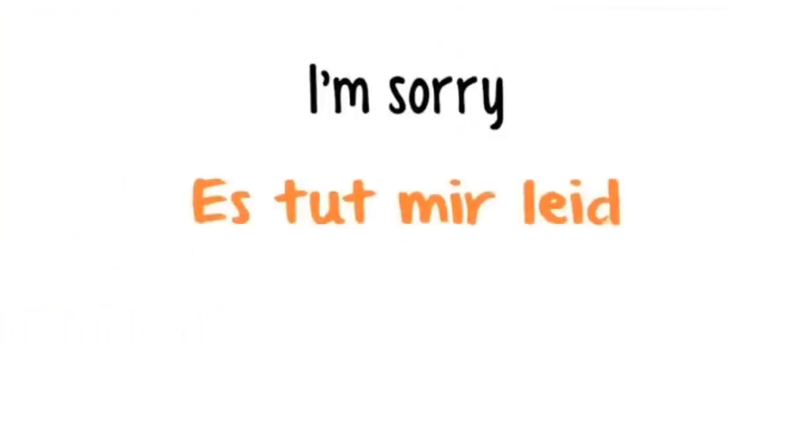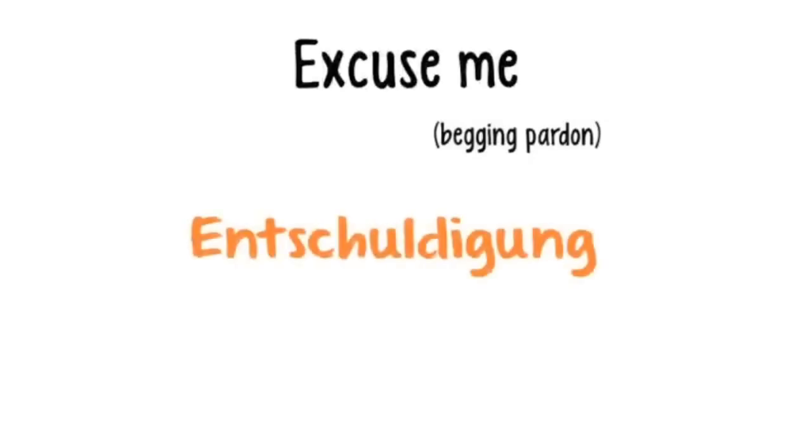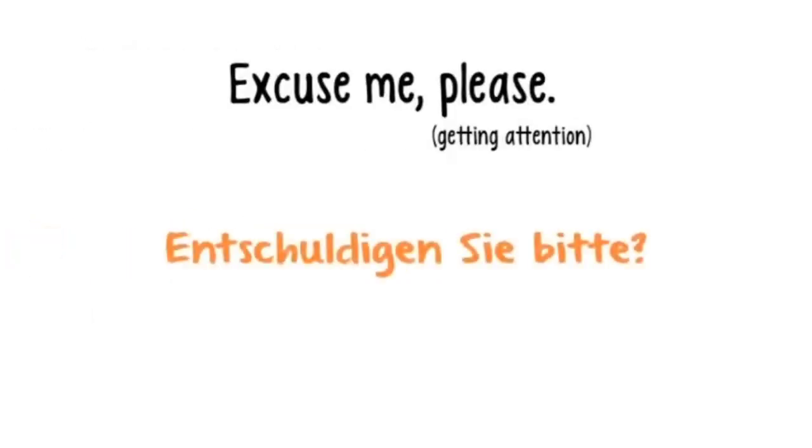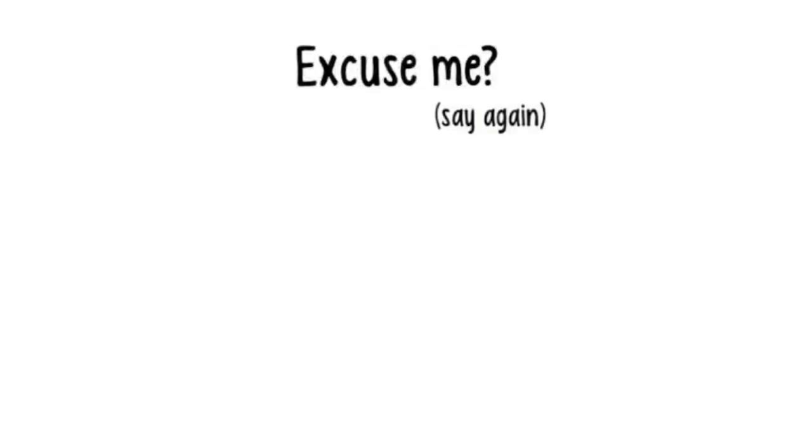If you want to say I'm sorry, in German you would say es tut mir leid. If you want to say excuse me to beg pardon, you would say Entschuldigung. But if you want to say excuse me please in order to get attention, you would say Entschuldigen Sie bitte. In the case of excuse me, in order to ask someone to say it again, you would say wie bitte?